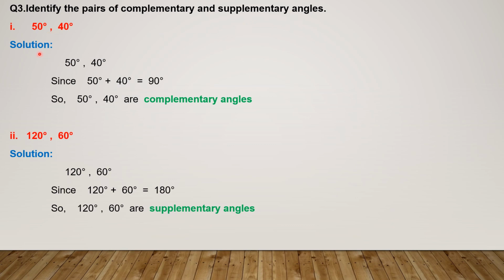Now look here. First we will write our question as it is. Now simply add them. 50 plus 40. Add them, we will get 90 degree. Since sum is 90 degree, they are called complementary angles. Part number 2, 120 and 60. Add these angles. Sum is 180 degree, means they are supplementary angles.